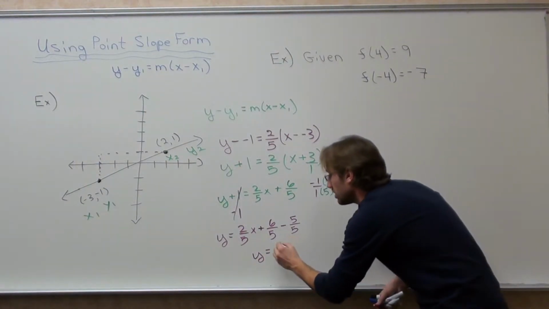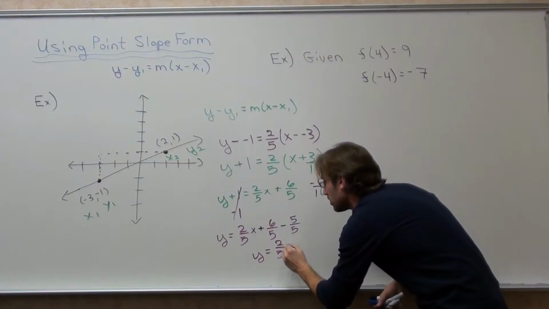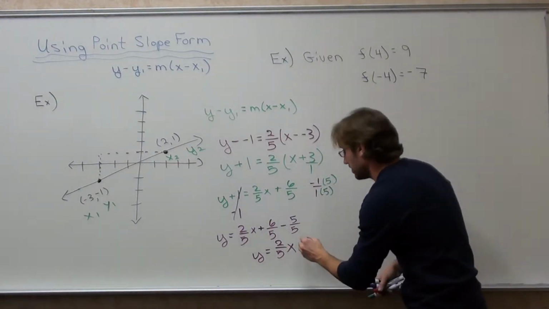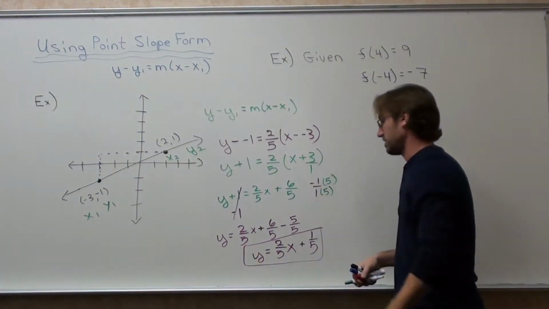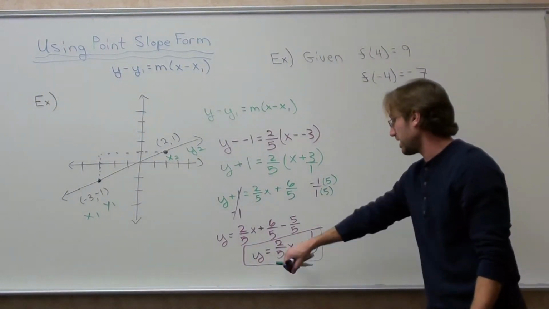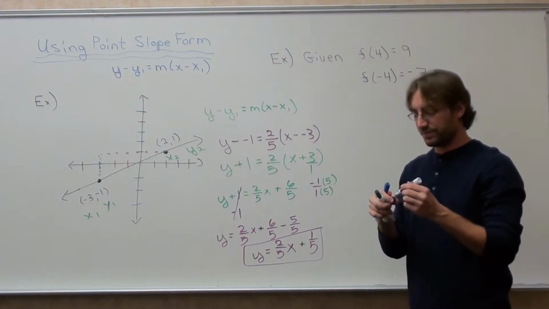Y equals 2/5 x plus a fifth. And that's your answer. Y equals 2/5 x plus a fifth.